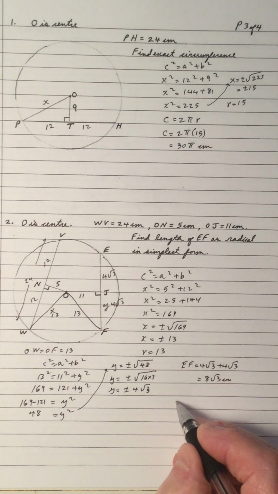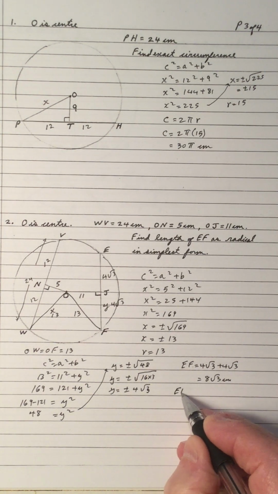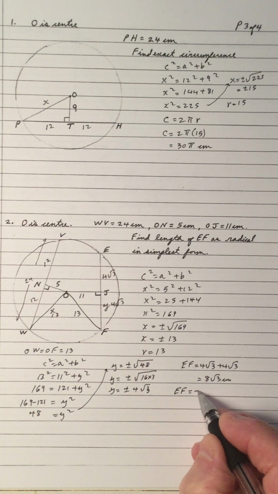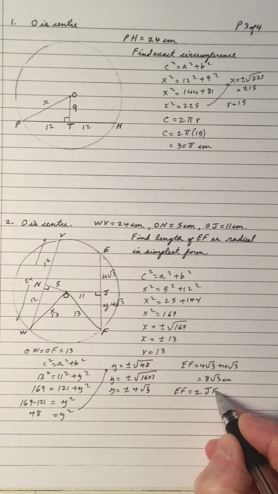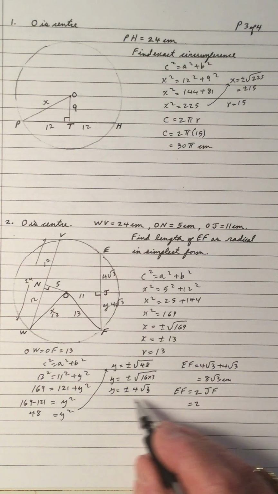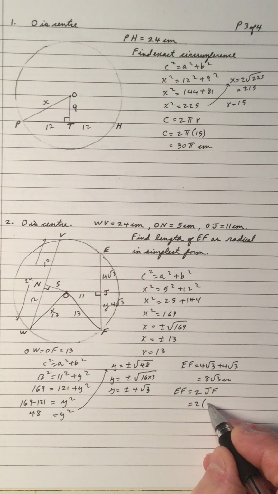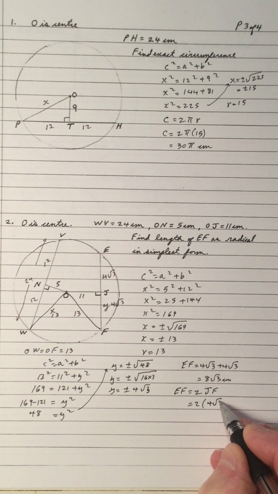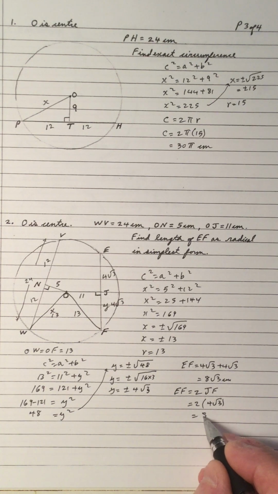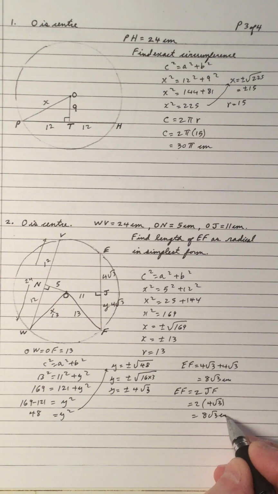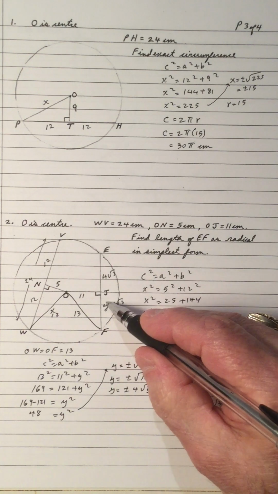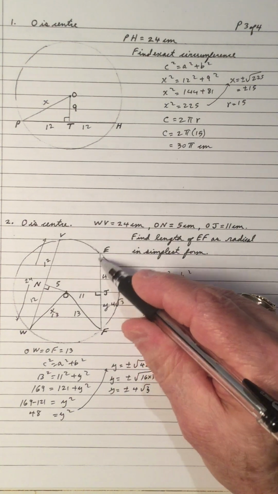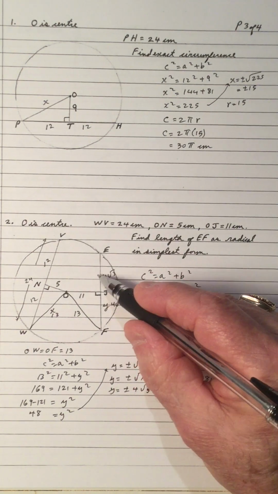We can also say that EF is twice JF. So JF is the Y, so that's twice 4 root 3. When we multiply, we get 8 root 3. So we get the same answer. Either we can add the two of them together, or we can double. This segment is twice as long as either one of these parts.